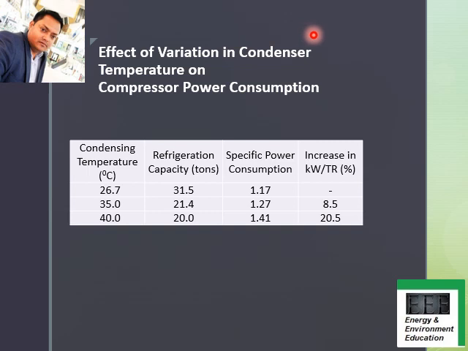So in the case of the condenser, friends, the condensing temperature, you can see, is 26.7 degrees centigrade. In that case, specific power consumption is 1.17. But if you increase the condensing temperature, specific power consumption also increases, and there will be an increase in the kilowatt per tonnage percentage also. 20.5 it is now, and it was 8.5. This means that you have to keep the condensing temperature as low as possible.